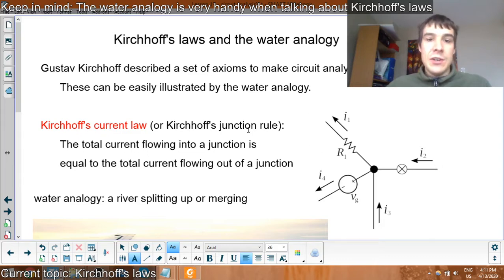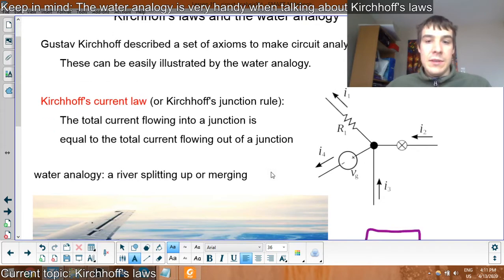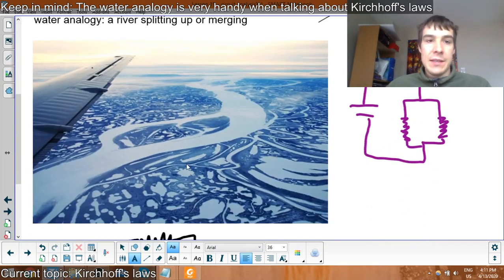It's called the junction rule, or the current law. It says that the current going in is equal to the current coming out of any junction. So, basically, it's like a river splitting up or merging, if we use the water analogy. Just note that the water analogy is very handy when we talk about Kirchoff's laws.